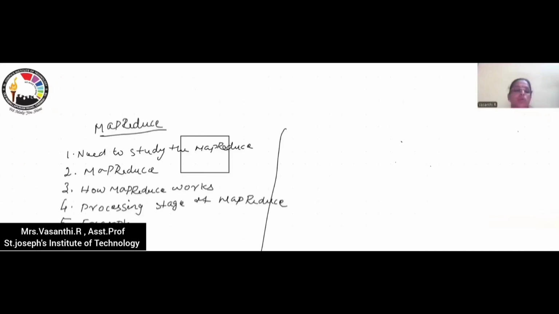The fourth one is the MapReduce workflow, or the processing stage of MapReduce. First, we are going to see the visual representation of MapReduce.